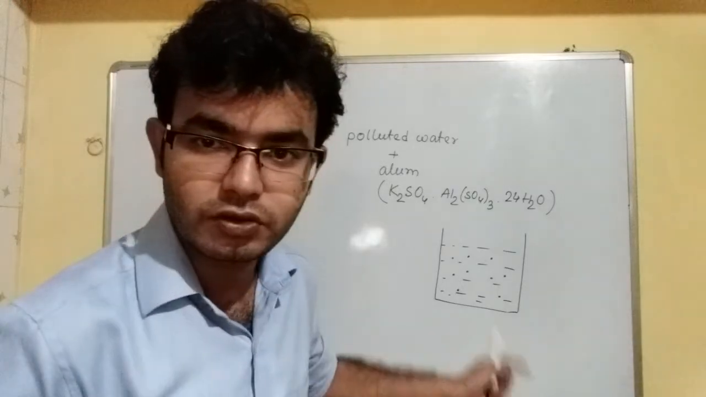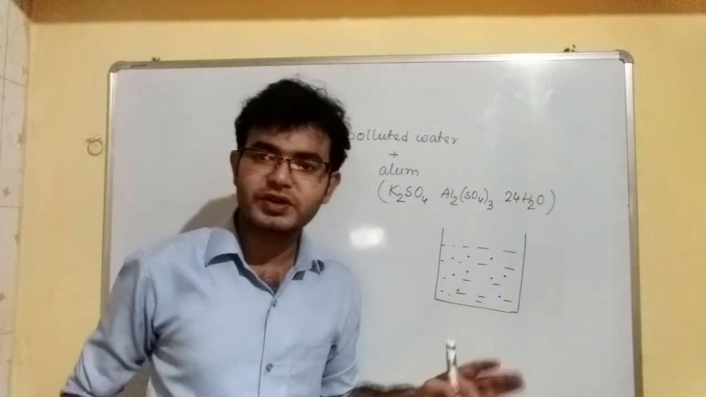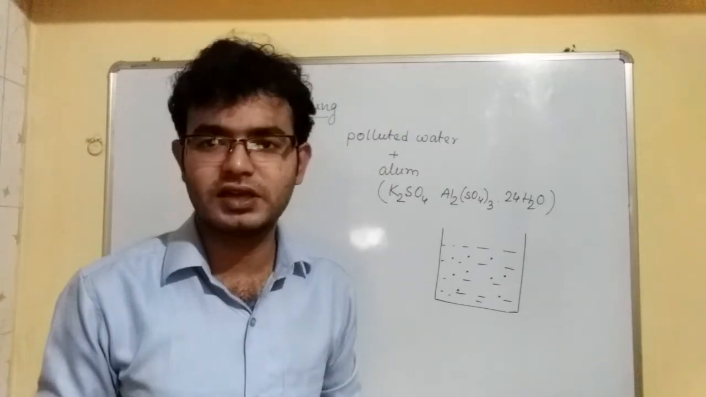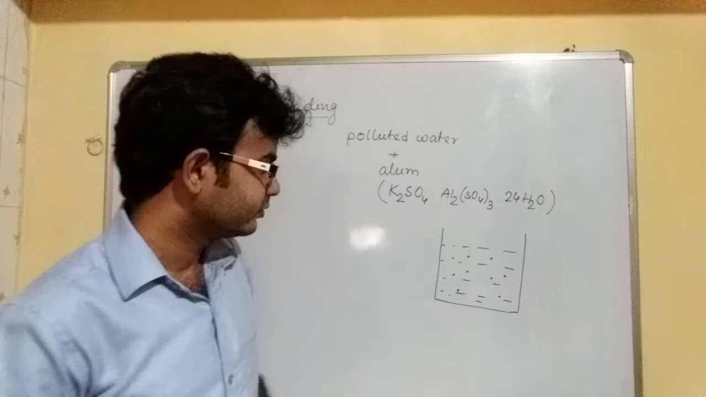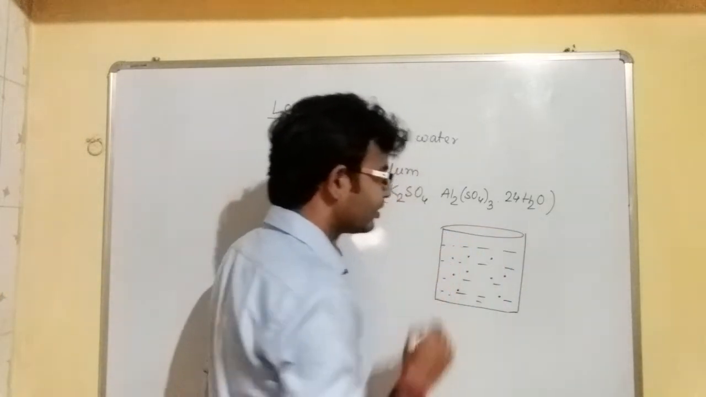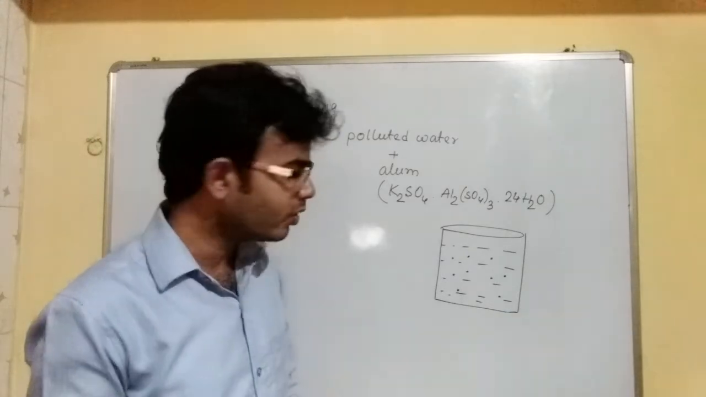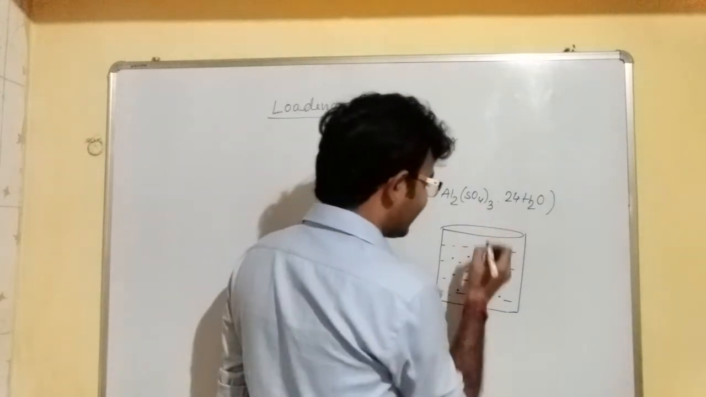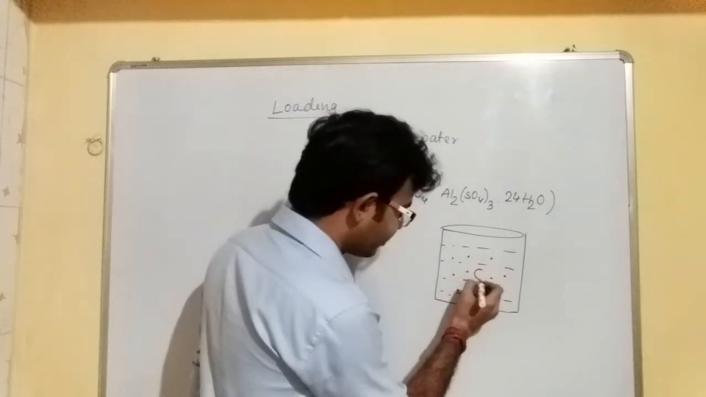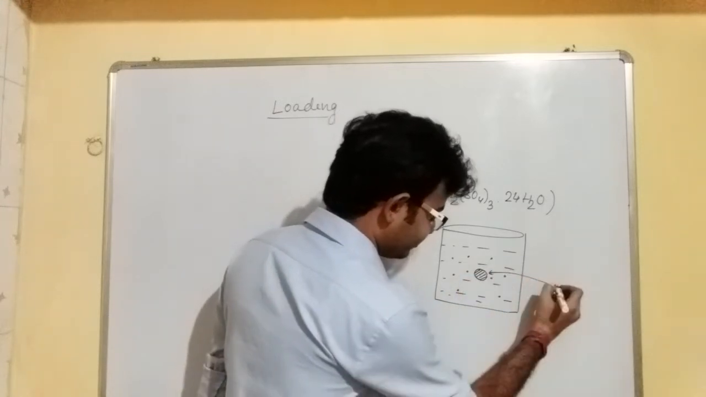I think the dots are visible here. Okay, fine. So these dots represent the smaller impurities which are present in water. Now these impurities are not getting settled down because they are quite small in size. So what do we have to do? We have to add alum to it. This one is alum.